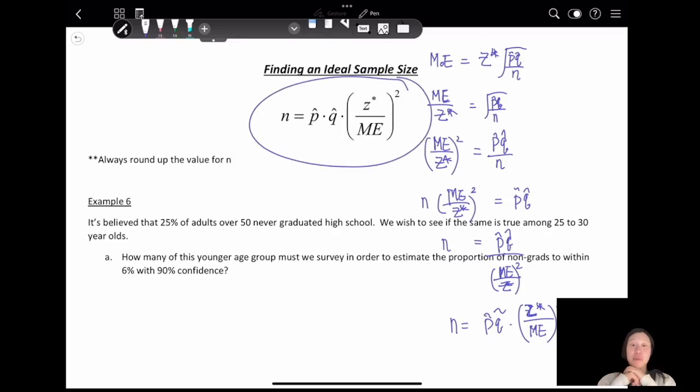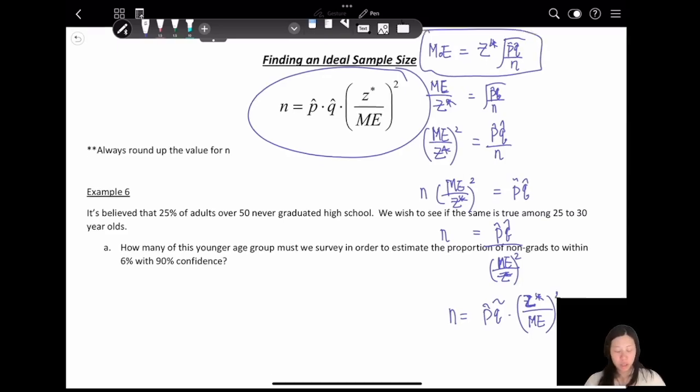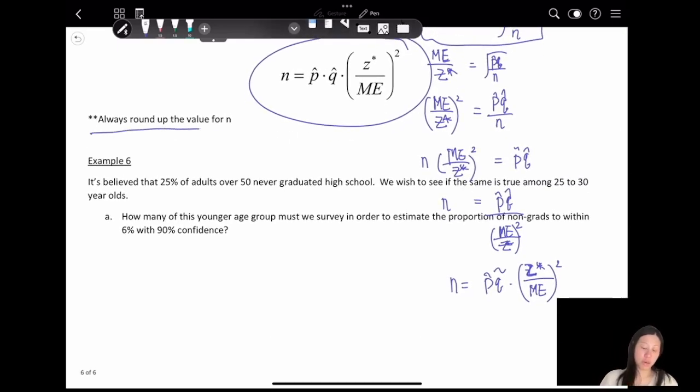If you don't remember this formula, you can derive it yourself by starting from the margin of error. Here it says to always round up the value of n. I'm going to tell you why later.